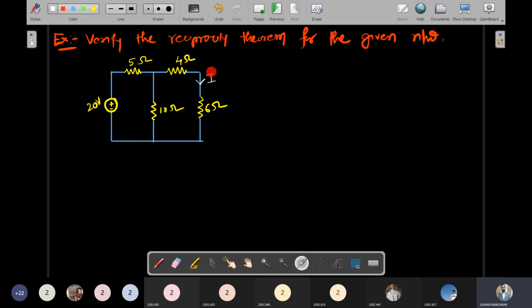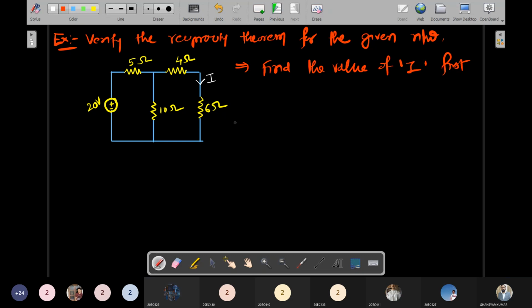So before that we need to find the value of I in this one. How to find the value of I? Can anybody tell me? Find the value of I first. V equal to IR form. Yes.